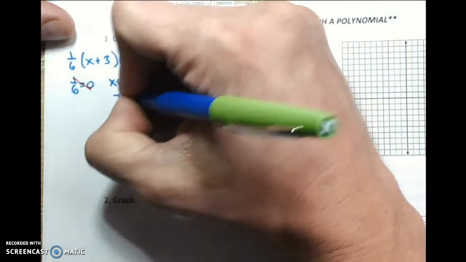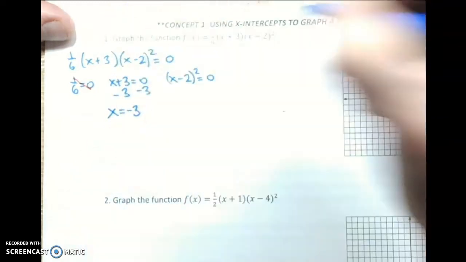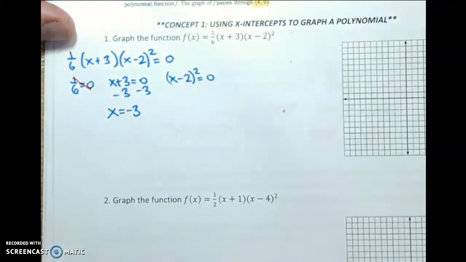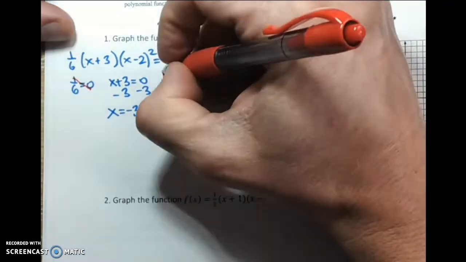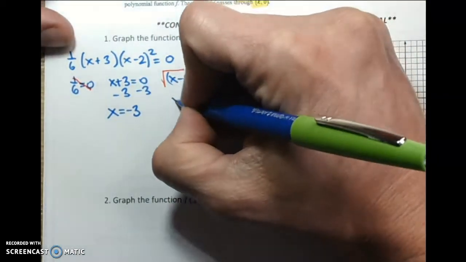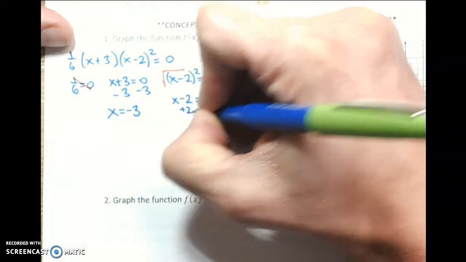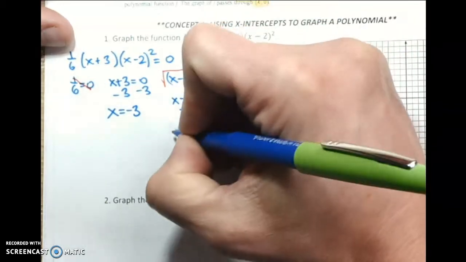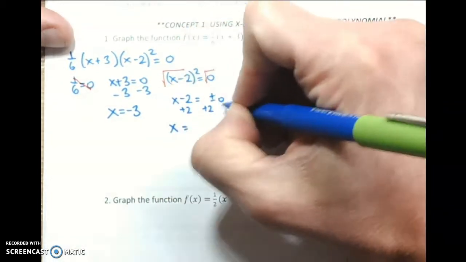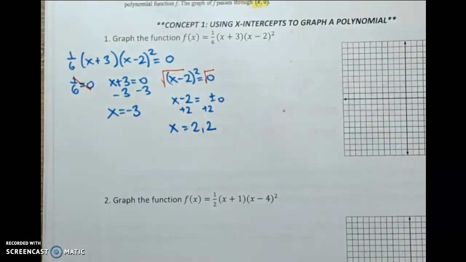Alright, and I solve. I subtract 3. x equals -3. Perfect. Here, I'm going to take the square root of both sides of the equation, giving you x minus 2 equals plus or minus 0. I'm going to add 2. When I add 2 plus 0, I get 2, and 2 minus 0, which is 2. Really giving me that repeated solution there.